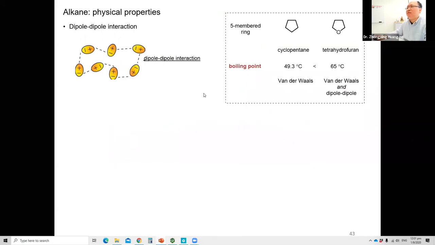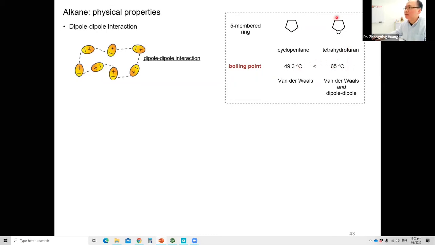So what's the effect? If you have a cyclopentane, the boiling point is 49 degrees, and because all are carbons, they don't draw electrons from each other, okay? So they only have the van der Waals forces, okay? But for tetrahydrofuran, you have an oxygen, right? Now the oxygen is electronegative. It draws electrons from the carbon near it, and it has a dipole now. And because it has a dipole, it has dipole-dipole interaction. And besides the van der Waals forces, the dipole-dipole interaction makes the interaction between these molecules very strong. So its boiling point is higher than the cyclopentane without any heteroatoms.